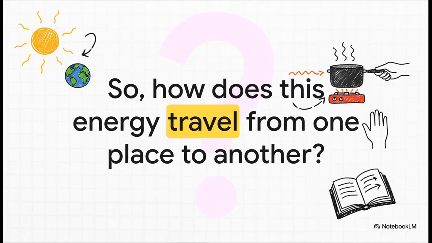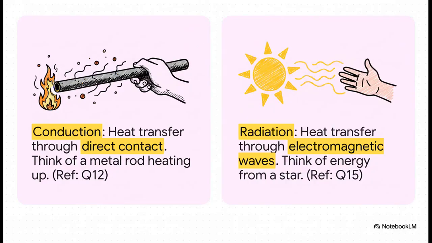Mind-blowing. So, okay, we've got all this heat energy. Now what? What does it do? How does it even get from point A to point B? From the sun all the way to Earth, or from a hot stove to your hand? Well, our codebook breaks down the 2 main ways it travels. So on the one hand, you've got conduction. That's just heat transfer through direct touch.